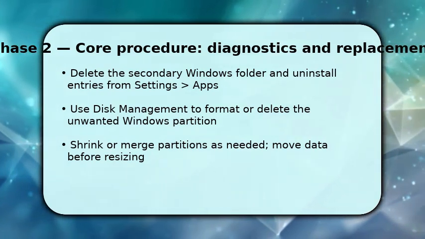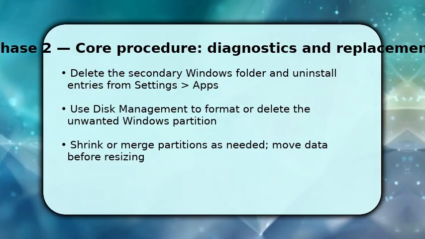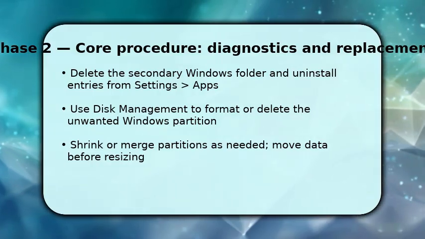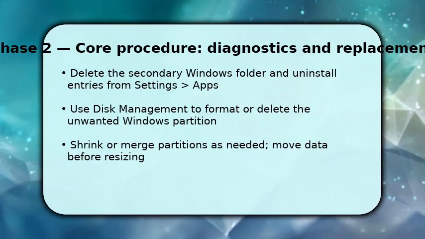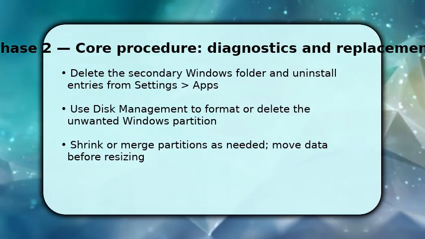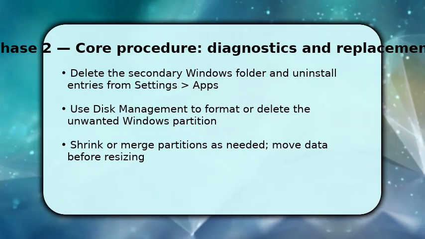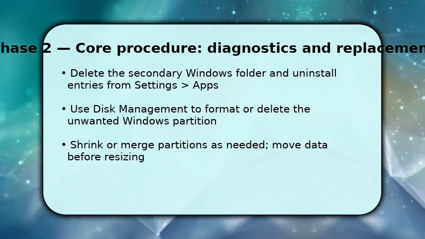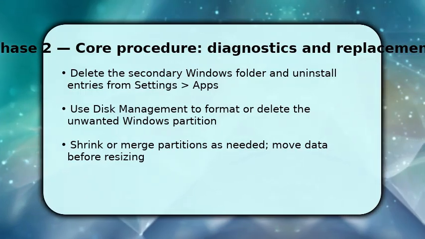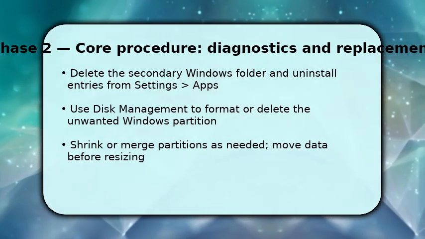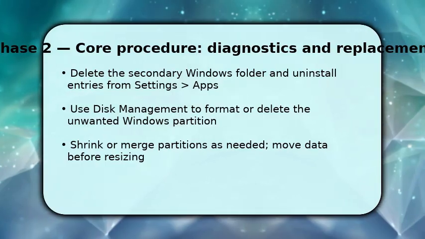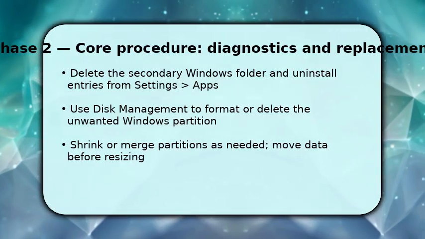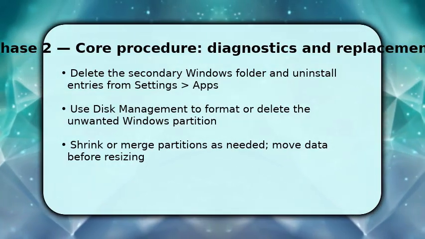First, delete the secondary Windows folders, Windows and Program Files, and any boot entries via msconfig or Settings to avoid boot confusion. Then open Disk Management to format or delete that partition. Choose Delete if you plan to merge space into another partition. Make sure to move any personal files off the targeted partition before formatting, and verify free space appears where you expect it. This is crucial for the next step.